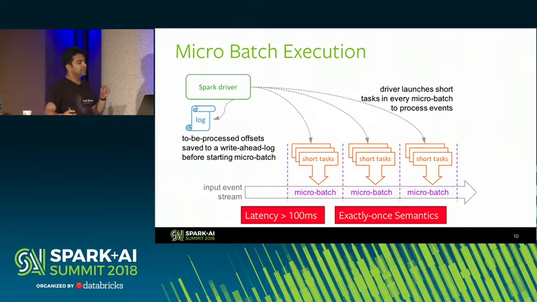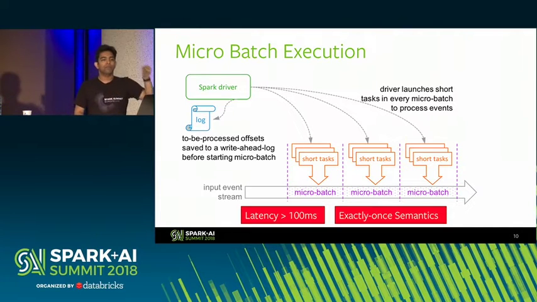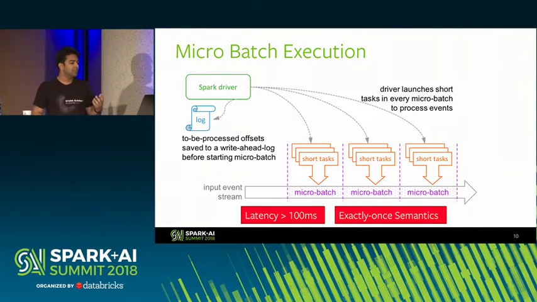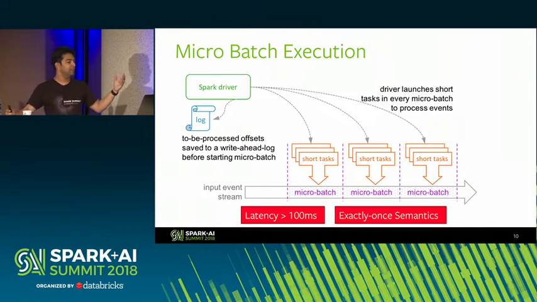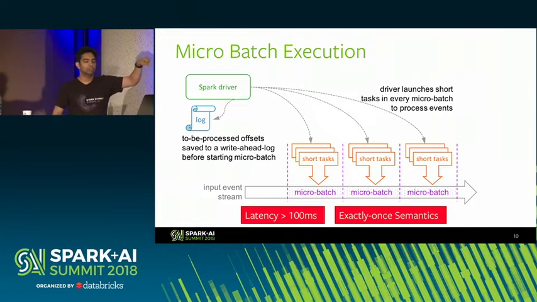Then the second thing is, since you're logging the offsets before actually starting processing, you get these nice exactly-once semantics with this model, right? So this was Spark 2.0. It was this micro batch execution model where you were treating streams as an infinite table. You have this divided into micro batches, and then ultimately you have these short tasks that launch on these micro batches.